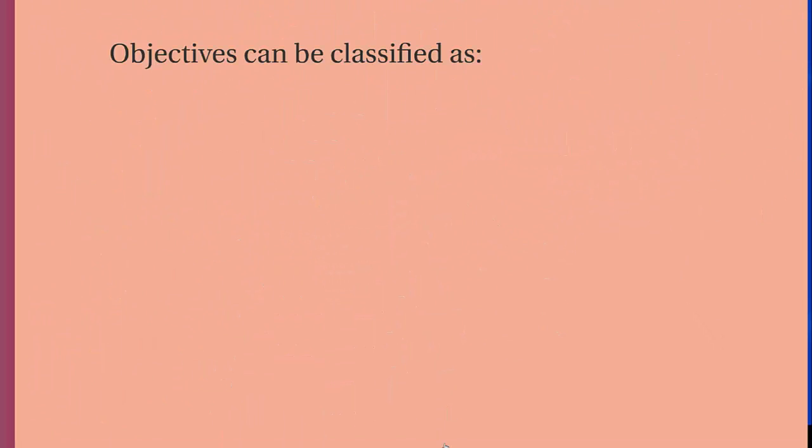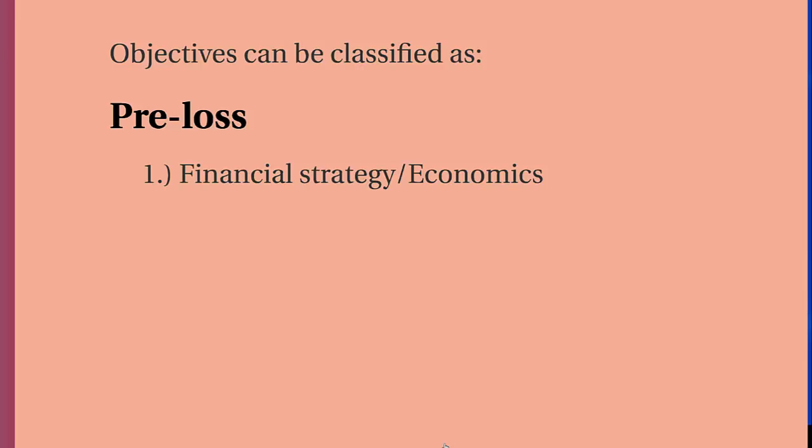Objectives can be classified as either pre-loss or post-loss. Pre-loss objectives include financial strategy or economics. This means that every risk management decision must include a cost-benefit analysis. But before you even begin your risk management process, you need to know where your organization, or you as an individual or family, stand financially.